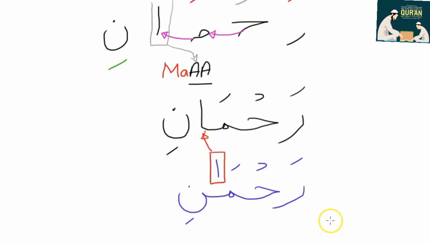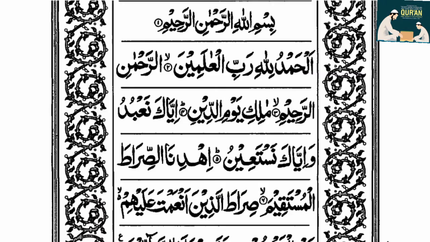Okay, that alif is exactly the same. Pronunciation is exactly the same. No difference at all. So Rahmani. So let's look in the Quran then. So here in Surah Al-Fatiha, we have this word, if you can spot it. Okay, so here it is. Rahma. Now notice that alif there in the air.